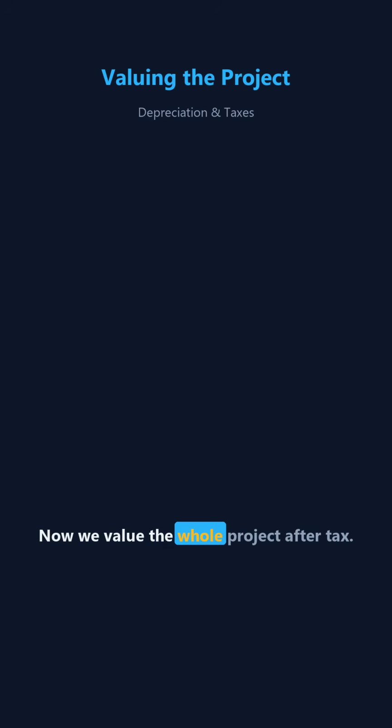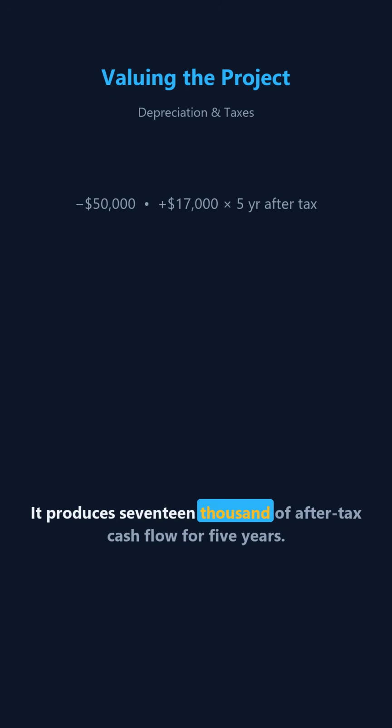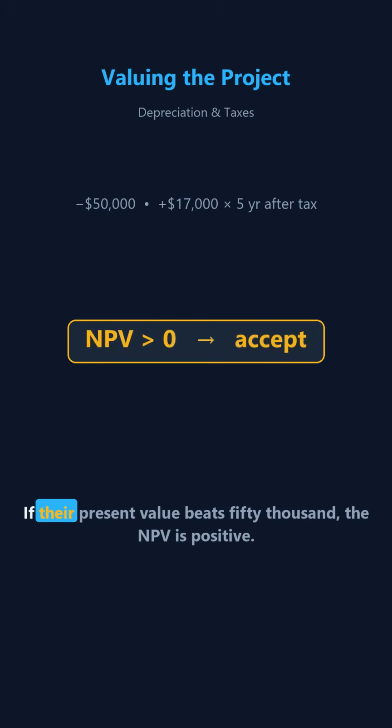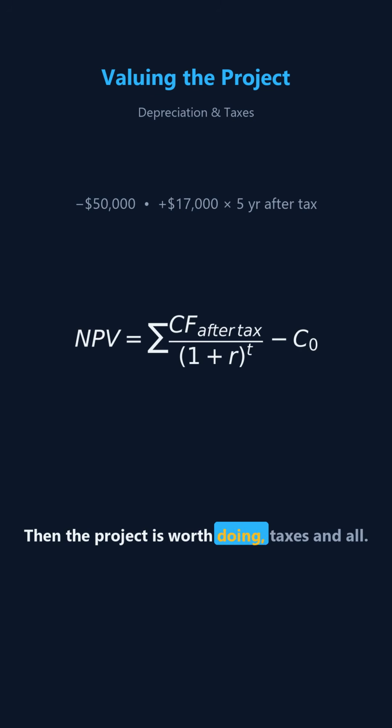Now we value the whole project after tax. The machine costs $50,000 today. It produces $17,000 of after-tax cash flow for 5 years. We discount those cash flows at the required return. If their present value beats $50,000, the NPV is positive. Then the project is worth doing, taxes and all.